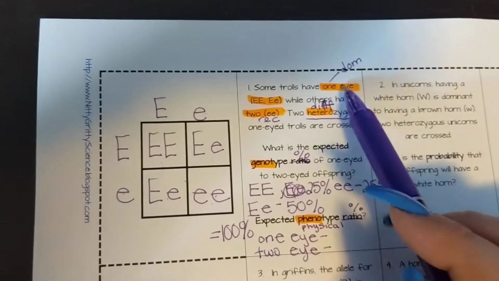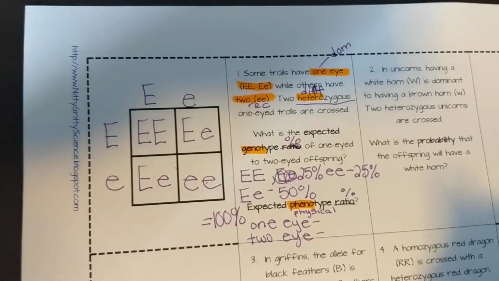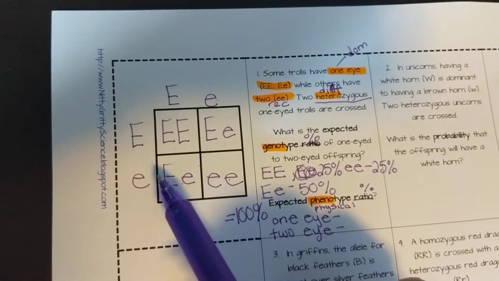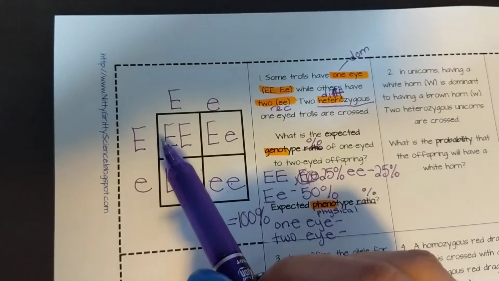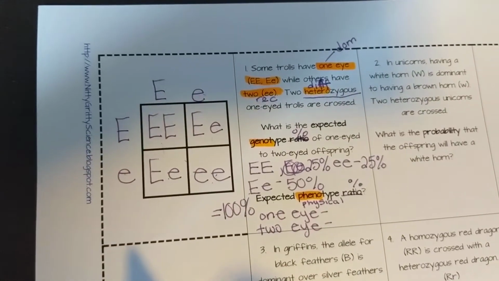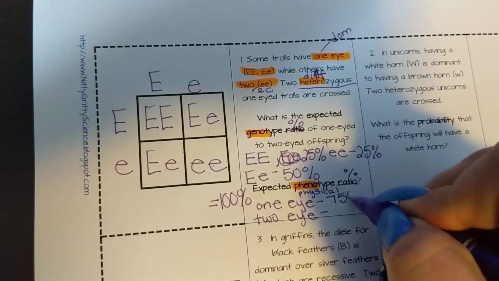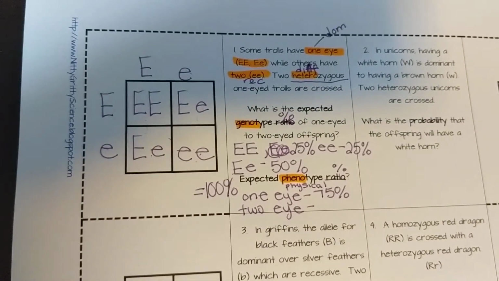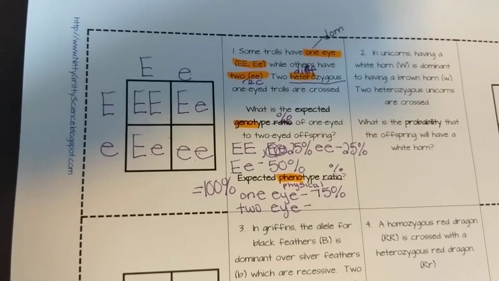All right, so it says one-eyed troll is dominant, so anything with a capital letter is going to have 1 eye. So I'm going to go back to my Punnett square and count the genotypes that start with a capital letter. We have 1, 2, 3. So 3 squares would be 75%. So there's a 75% probability that the one eye trait is going to be expressed within the organism.